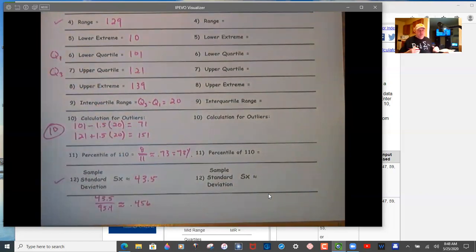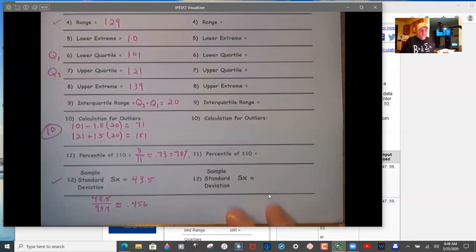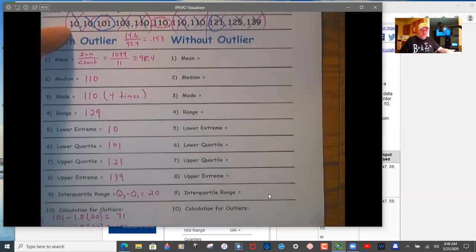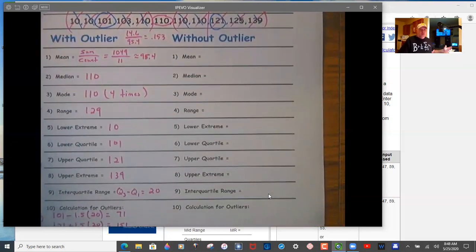So let me give you an idea of a good set of data. In a good set of data, the standard deviation is 10% of the mean. Here it's 45% of the mean. We've got problems. And the problem that we have are those two tens. So now we're going to throw away the two tens, and we're going to do a calculation without the outliers.